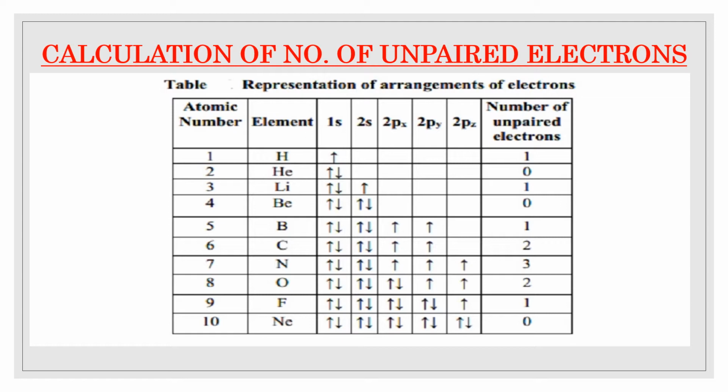In 2p we are left with 4 more electrons, and we already know that p has 3 orbitals. So initially we have to put one electron in each of them, and then we start pairing up. So 2px is already paired up, but 2py and 2pz each contain one single electron. So the number of unpaired electrons is 2. I hope you have understood how to calculate the number of unpaired electrons. So this is about Hund's rule of maximum multiplicity.